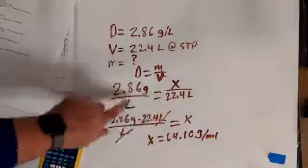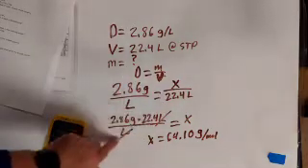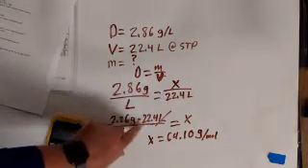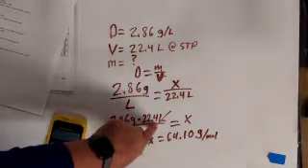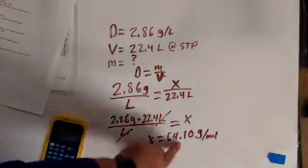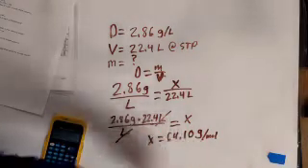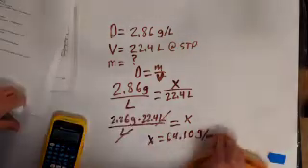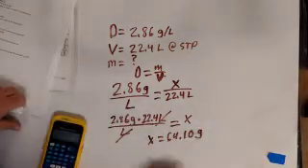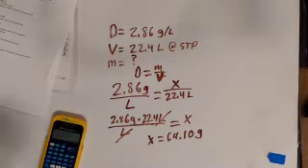Multiply both sides by 22.4, liters cancel out. 2.86 times 22.4 is equal to 64.10 grams. Oh, let's just say grams. Okay, that's all there is to it.